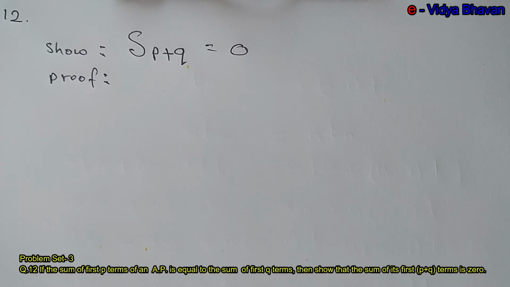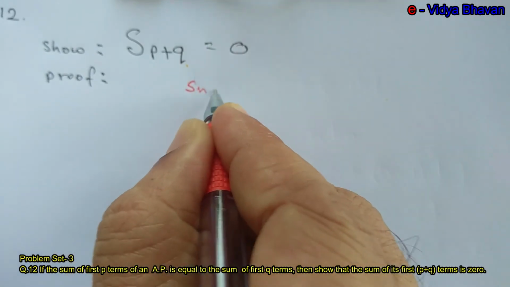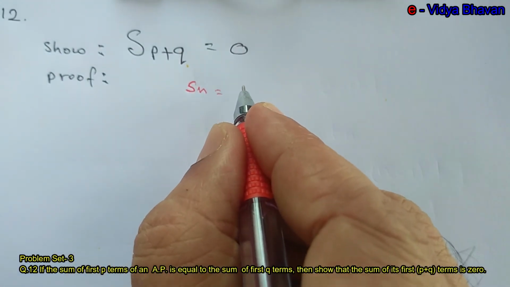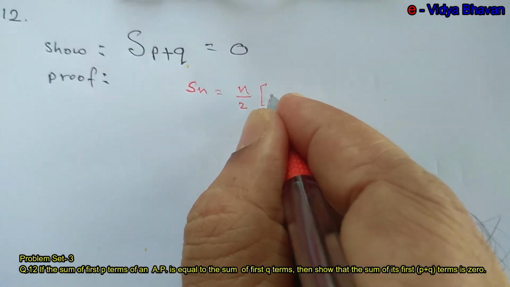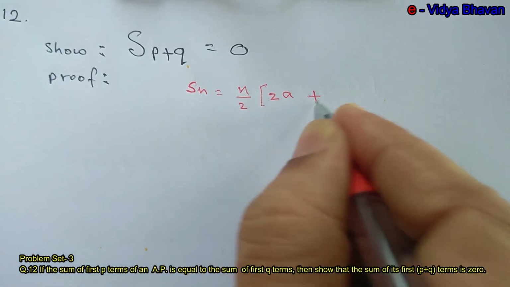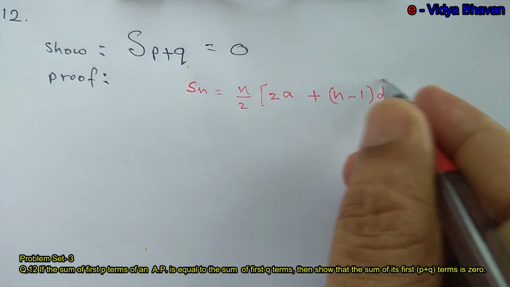Question number 12. If the sum of first P terms of an AP is equal to sum of the first Q terms, then show that the sum of its first P plus Q terms is 0. So first we'll write the formula for Sn. Sn equal to n upon 2 into (2a plus (n minus 1)d).